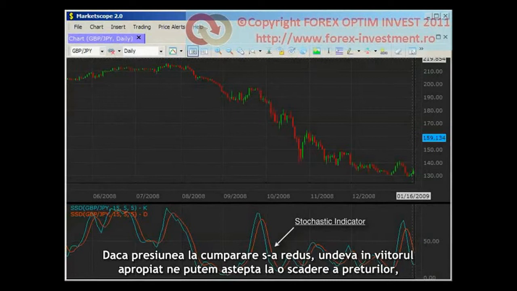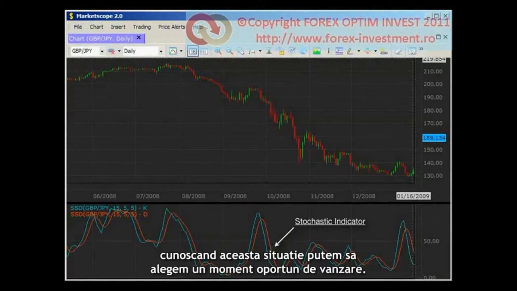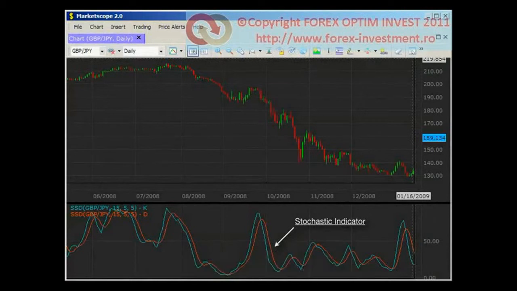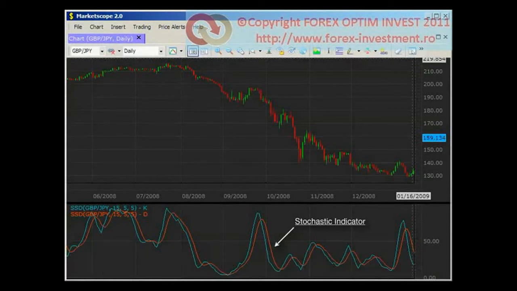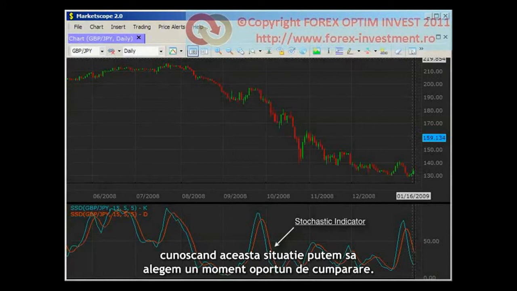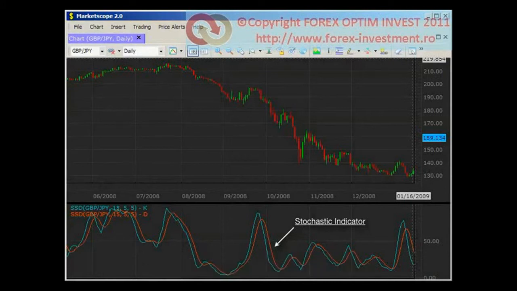If buying pressure has run out of steam, we can expect prices to fall sometime in the near future. Awareness of this situation can help us better time a good selling opportunity. Alternatively, if selling pressure has run out of steam, we can expect prices to rise sometime in the near future. Awareness of this situation can help us better time a good buying opportunity.